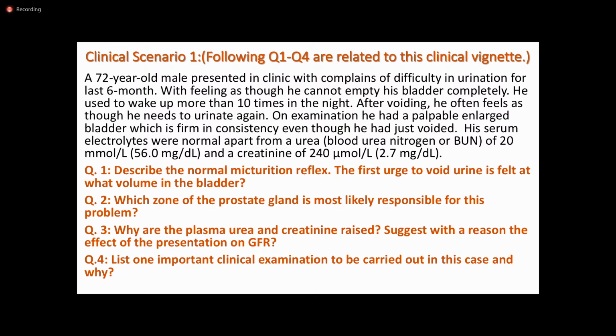His serum electrolytes were normal apart from urea, blood urea nitrogen, or BUN, of 20 millimole per liter, that's 56 milligrams per deciliter, and a creatinine of 240 micromolar per liter, which is 2.7 milligrams per deciliter. So the first question, describe the normal micturition reflex. The first urge to void urine is felt at what volume in the bladder? So who would like to answer? Who would be the resource faculty for this question?